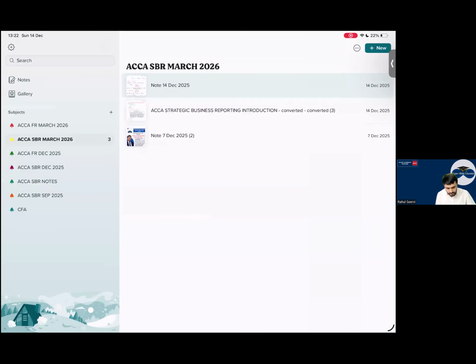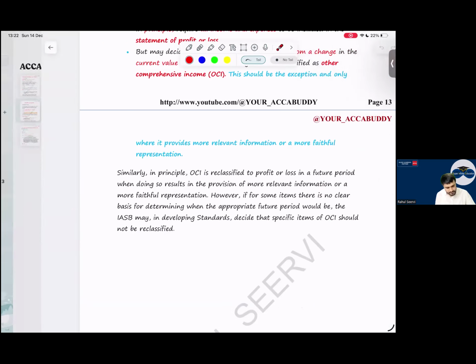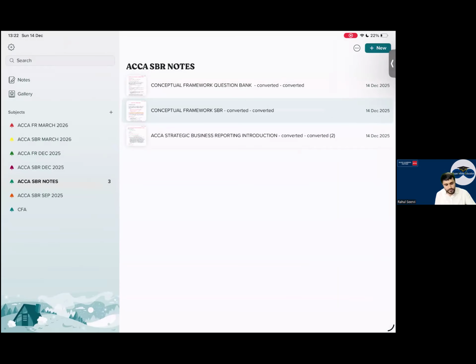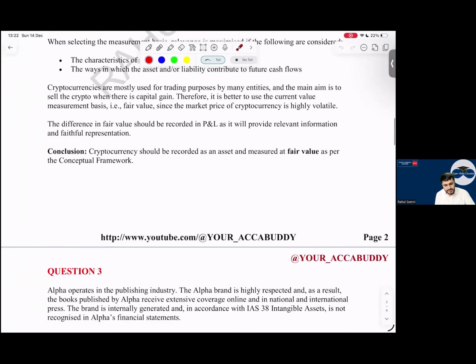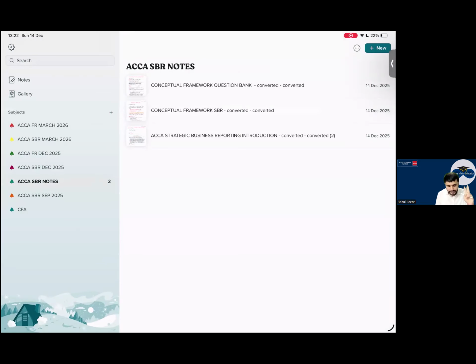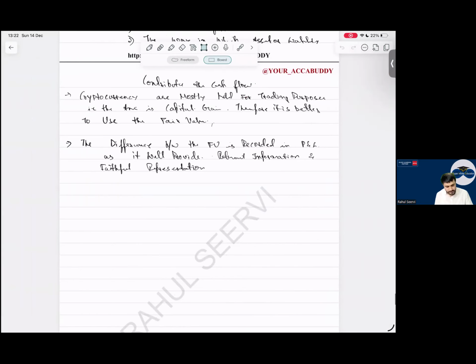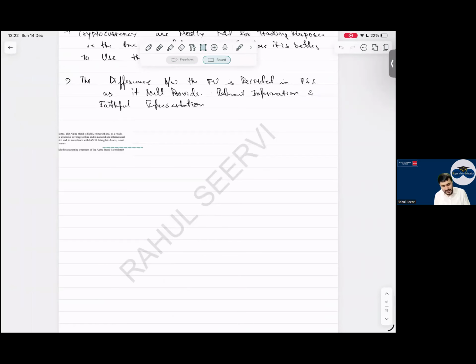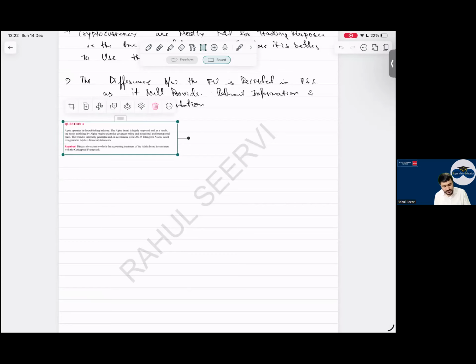Now let me take one more example, one more question, the last question from this. As I mentioned, from the conceptual framework, will the question come direct or will it be type 2? The question will be type 2. Type 2 questions are frequently tested. And I have seen a maximum of 4 or 5 marks, not more than that.